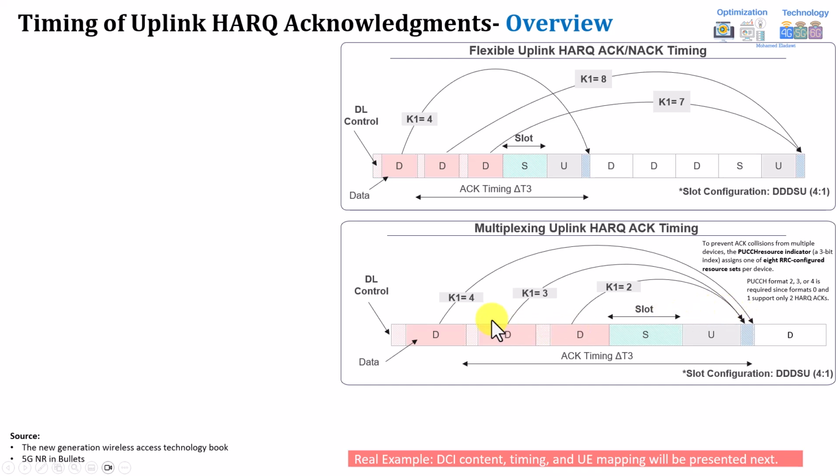And whenever you have this kind of multiplexing, with many HARQ acknowledgements being sent at the same time, this requires a different PUCCH format. For example, it requires PUCCH format 2, 3, or 4, because PUCCH format 0, which is the normal one usually being used, can support a maximum of 2 HARQ acknowledgements at the same time.